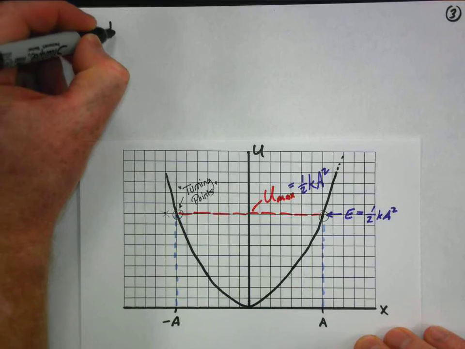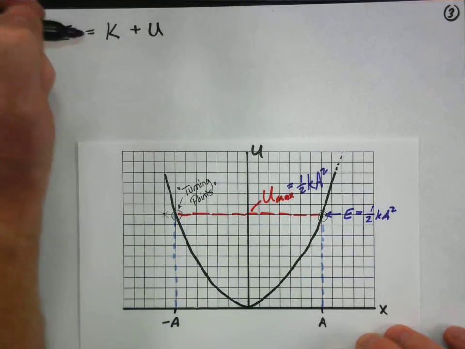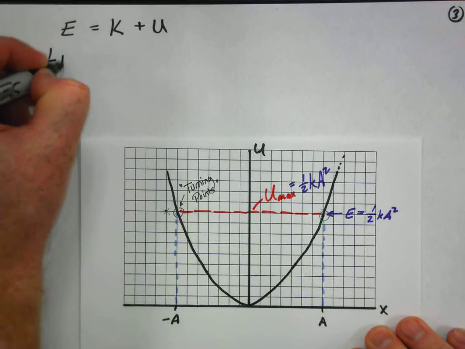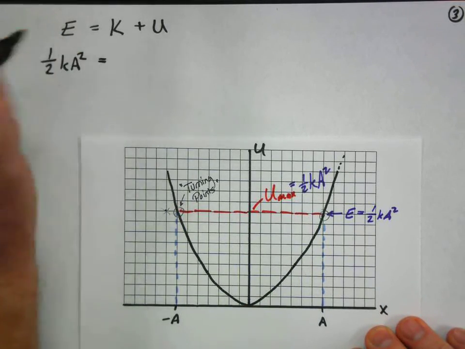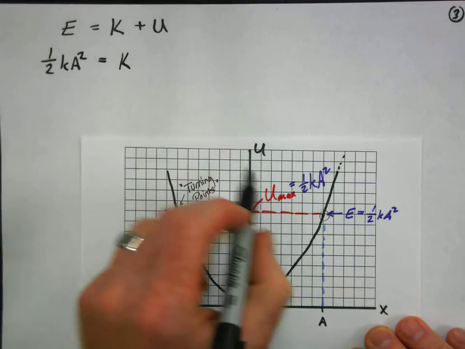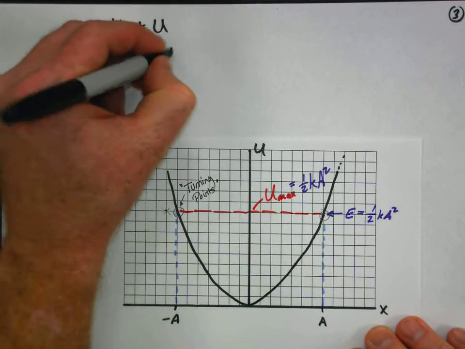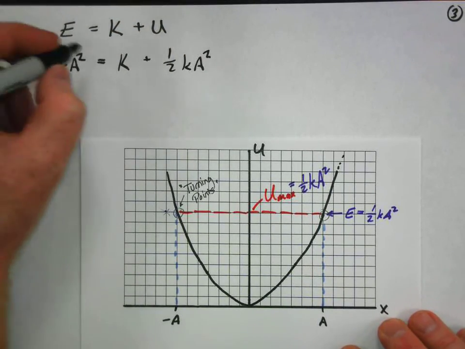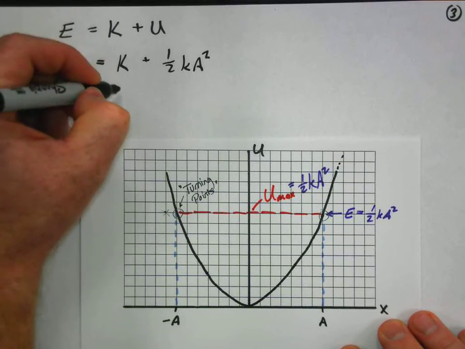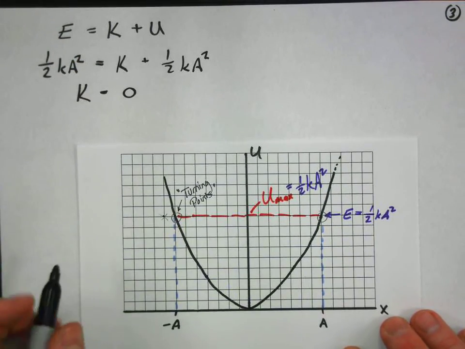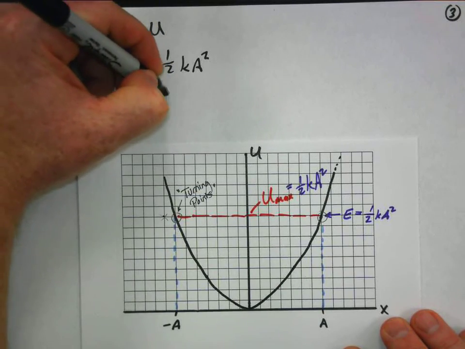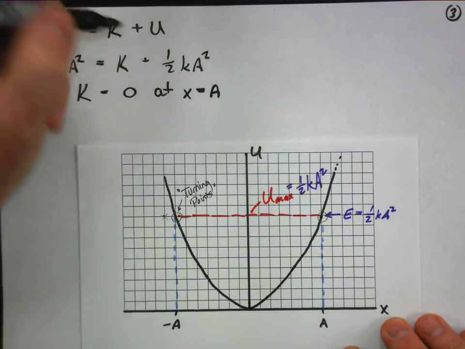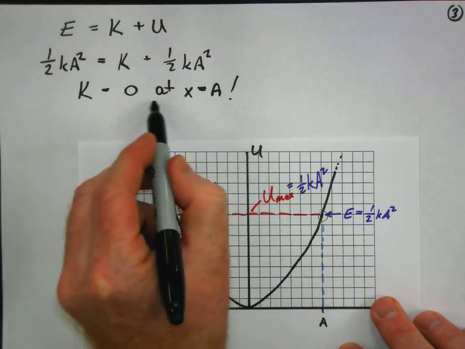So you have kinetic plus potential. And we've already seen that the total energy is 1/2 kA squared. Well, what about the kinetic then? If the maximum potential is 1/2 kA squared, then you can clearly see, and it's kind of silly to go through this, that the kinetic energy is 0 where? At x equals A. That part right there is important to include.